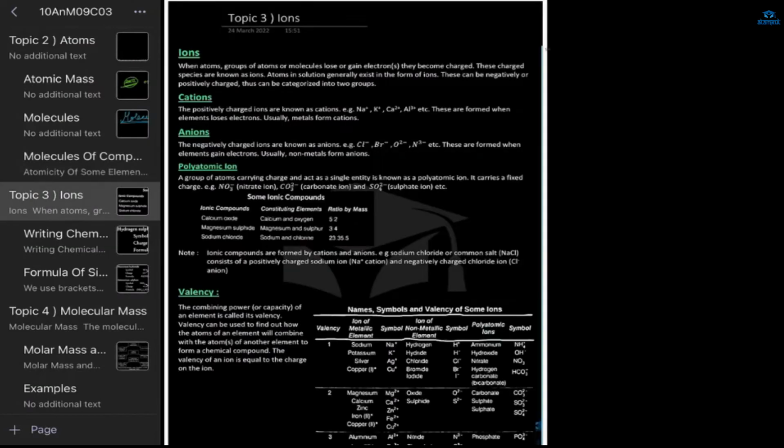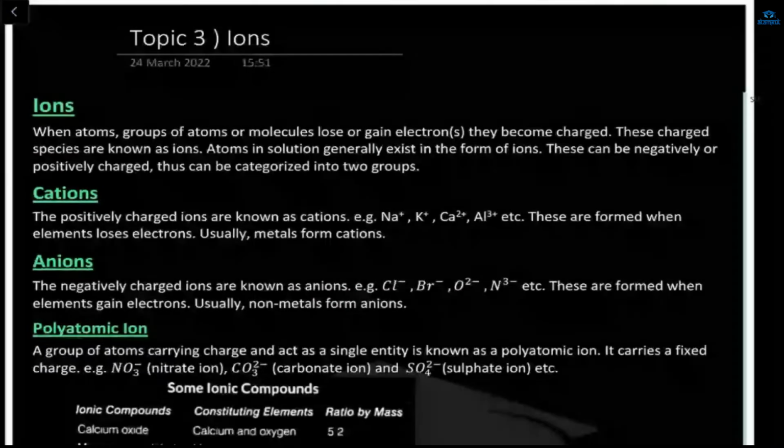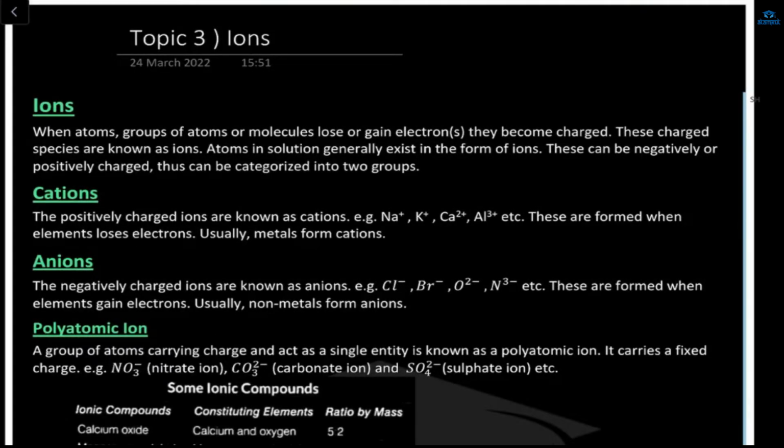Today we'll start with ions. Now, what is an ion? Anybody? See, it's written that when atoms, groups of atoms or molecules lose or gain electrons, they become charged, right? Positive charge, negative charge. So these charged species are known as ions, meaning a positive ion or a negative ion.